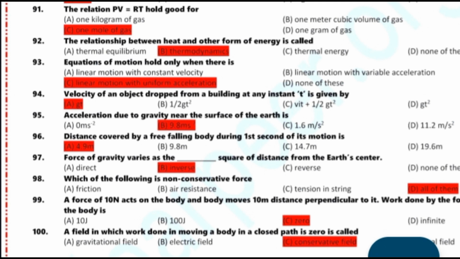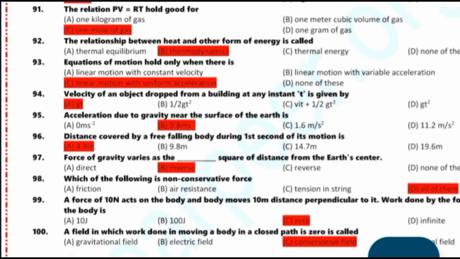Equations of motion hold only when there is linear motion with uniform acceleration. The velocity of an object dropped from a building at any instant t is given by gt. Acceleration due to gravity near the surface of the earth is 9.8 meters per second squared. The distance covered by a freely falling body during the first second of its motion is 4.9 meters. The force of gravity varies as the inverse square of distance from the earth's center.